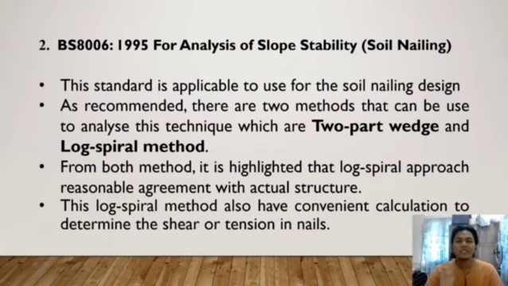Now we're going to the second standard, which is BS 8006 1995. This standard is for the analysis of stability for the soil nailing method. It is applicable to soil nailing design as recommended by BS 8006. There are two methods that can be used to analyze this technique, which are the two-part wedge and the log spiral method. From both methods, it is highlighted that the log spiral approach has reasonable agreement with actual structures, and this log spiral method also has convenient calculation to determine the shear or tension in nails.